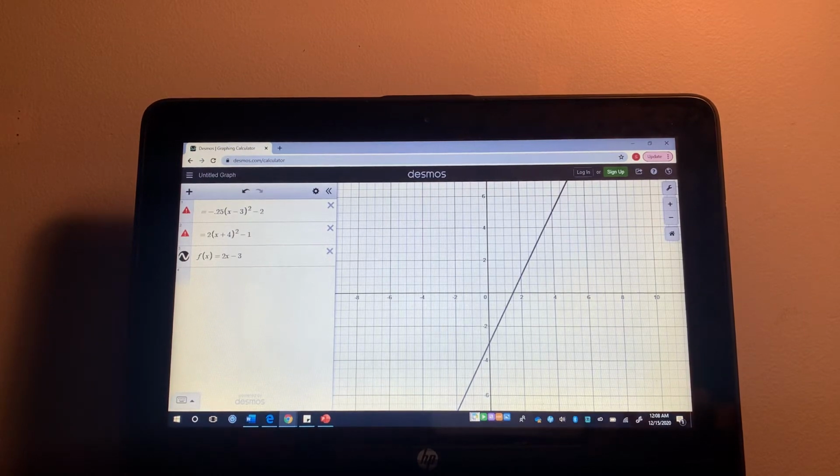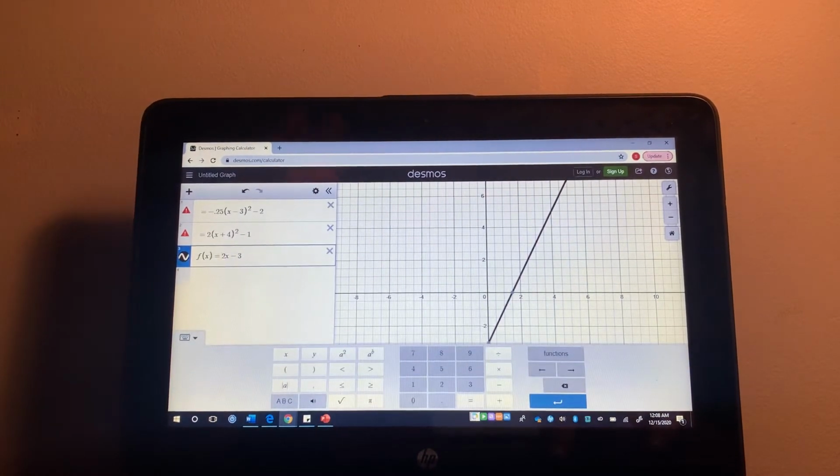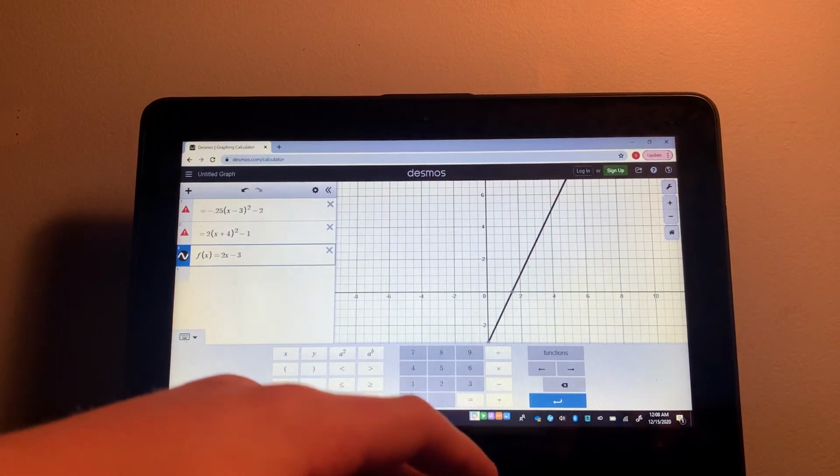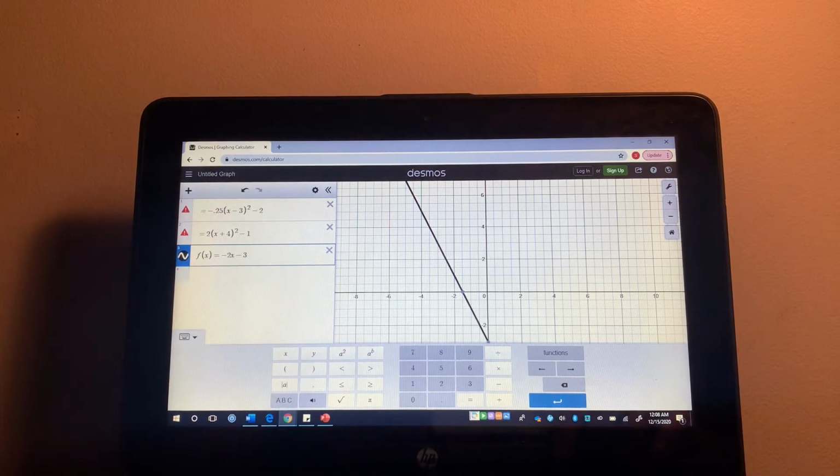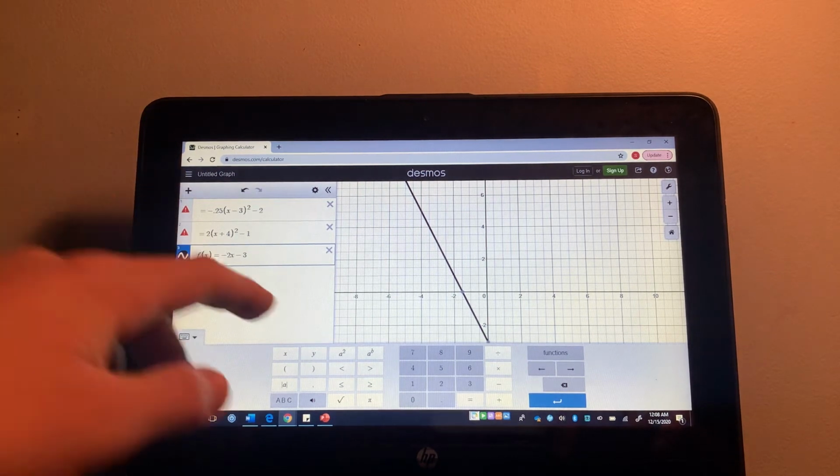If I made this over here negative, it would just reverse like this. It would go the other way, like that. The slope would just be down 2 over 1, and the y-intercept would be the same.